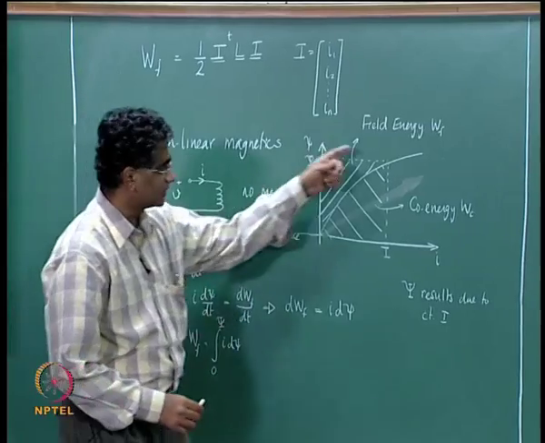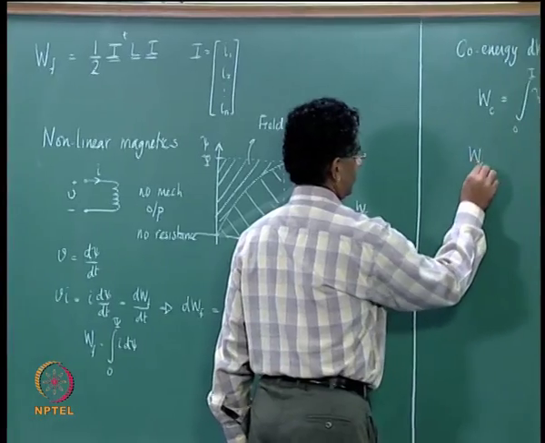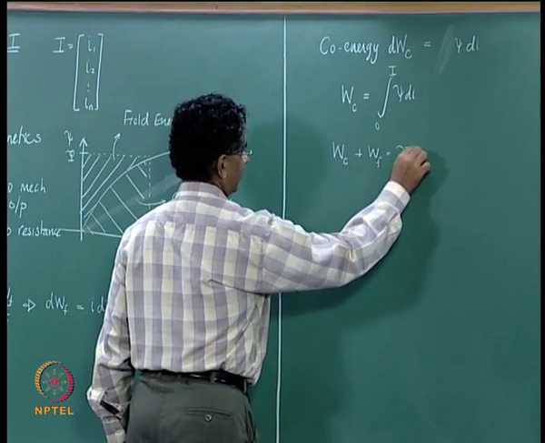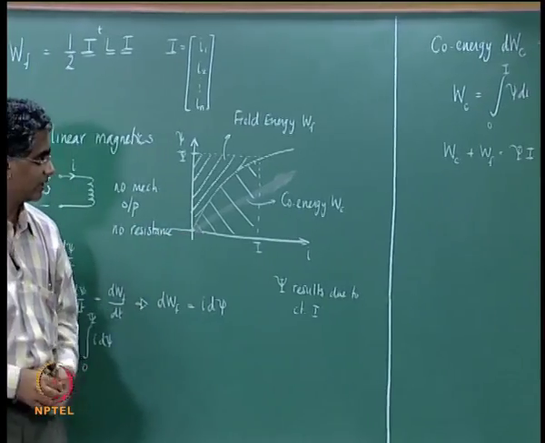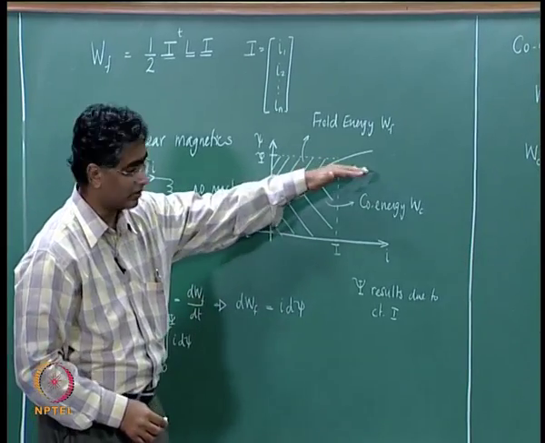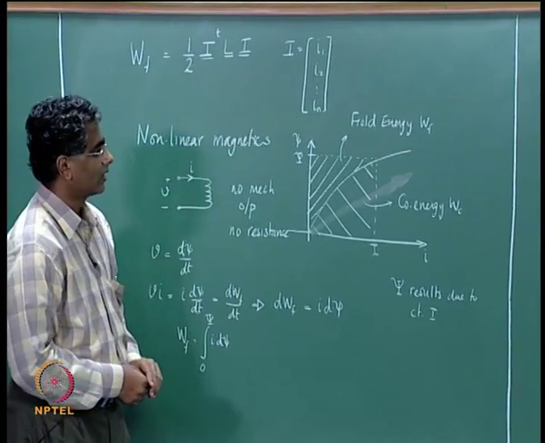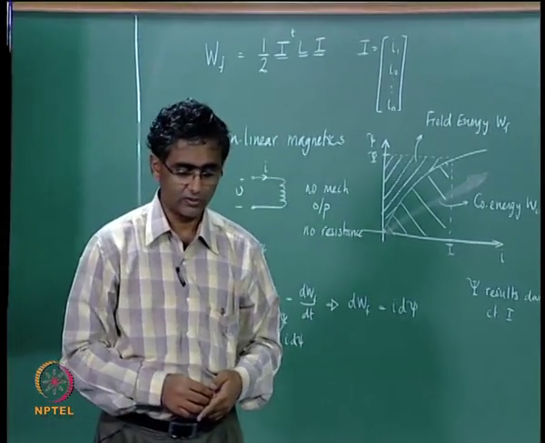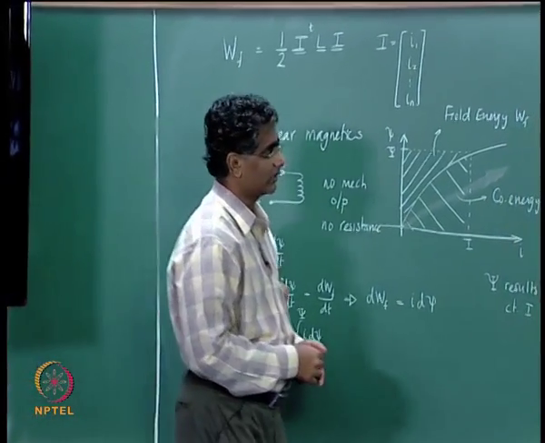So obviously from this graph, from the picture that we have drawn, one can see that Wc plus Wf is equal to psi multiplied by I. That is the total area of this rectangle, psi multiplied by I. That is divided into two parts by this nonlinear curve, which is field energy and co-energy. These two terms are useful to us in deriving expressions for the mechanical work done and mechanical forces. Let's see how that can be done.